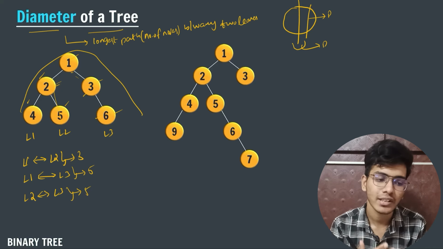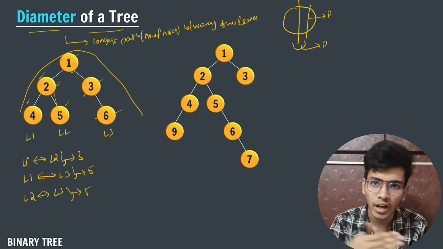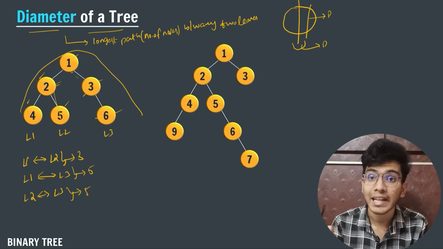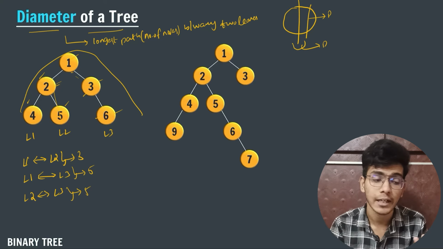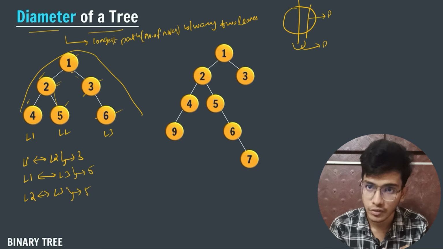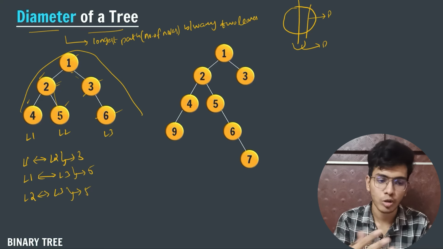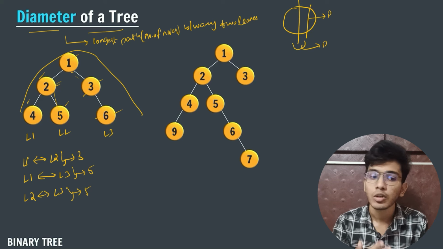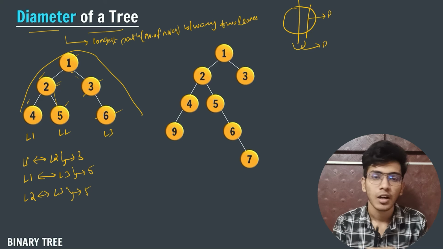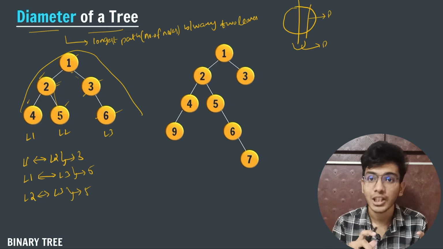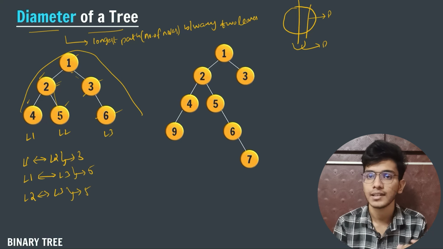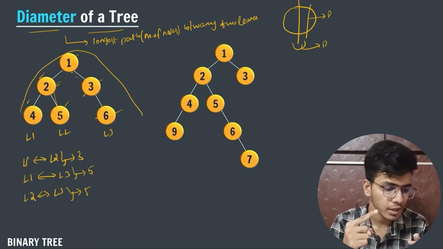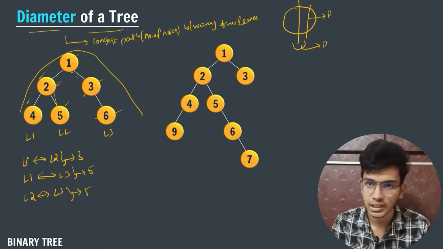I hope you have understood that diameter is nothing but the longest path between any two corresponding nodes, between any two leaves in particular. This is the diameter of a tree. In this question, whatever tree is given, we need to find the longest path, or the diameter, of that tree. This is the basic ask of the question. I hope you have understood what the diameter is and what is being asked.